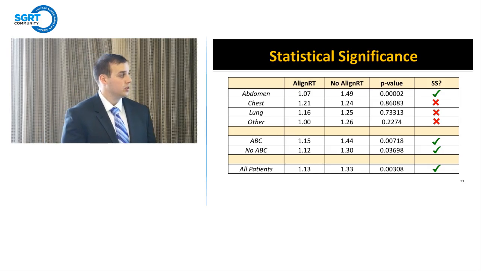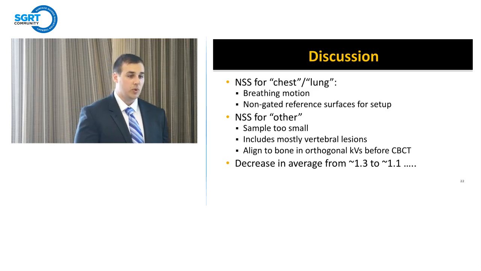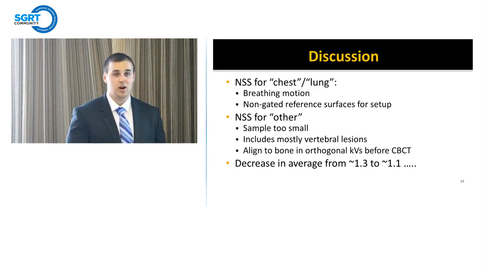And so we did some brainstorming as to thinking why this might have occurred for these categories, why chest was not significant, but all patients was. And so we came to the conclusion that as we are acquiring our reference captures at different phases in the breathing cycle, as we're not using gated reference captures, that could have led to the lack of statistical significance for our chest and lung. And looking at the other category, our sample size was small. So we had only 7 fractions of patients who were set up with AlignRT, and we had 43 who were set up without AlignRT. So that was small compared to all our other subsets. Similarly, all these lesions in the other category were vertebral lesions, and simply just using orthogonal KVs before CT aligning to bone might be more significant for that case.